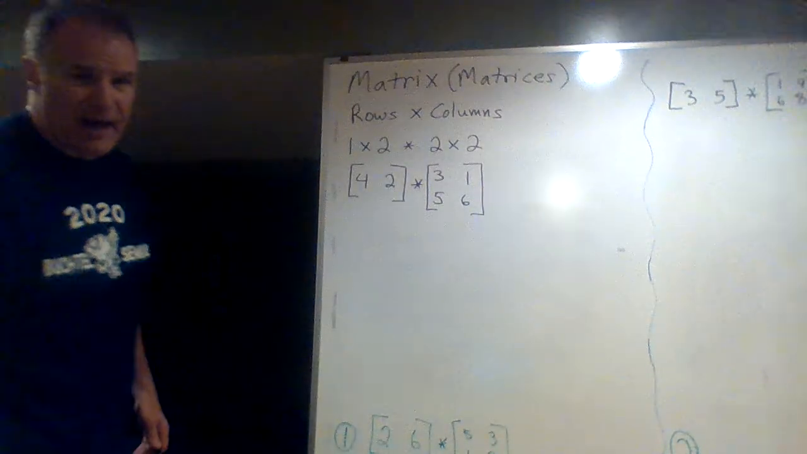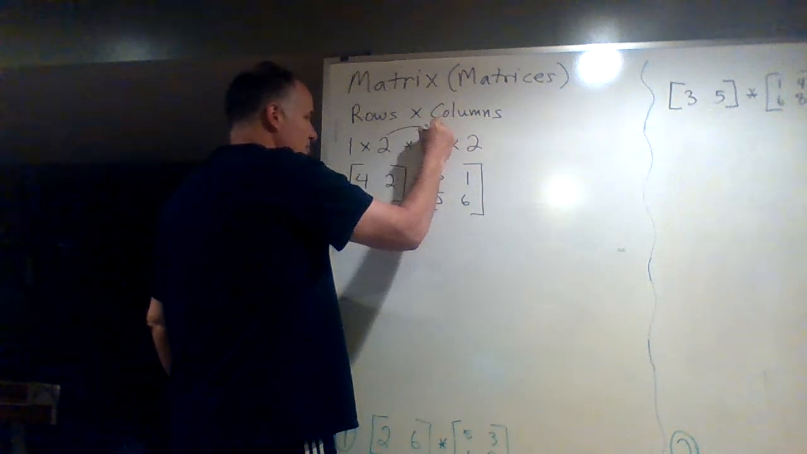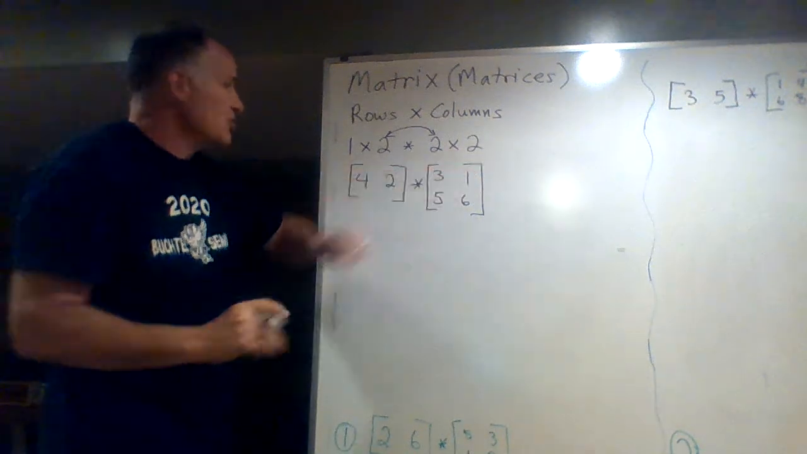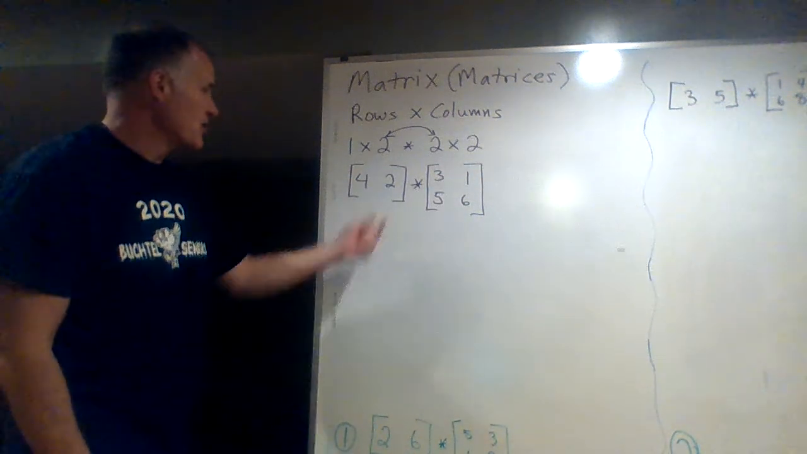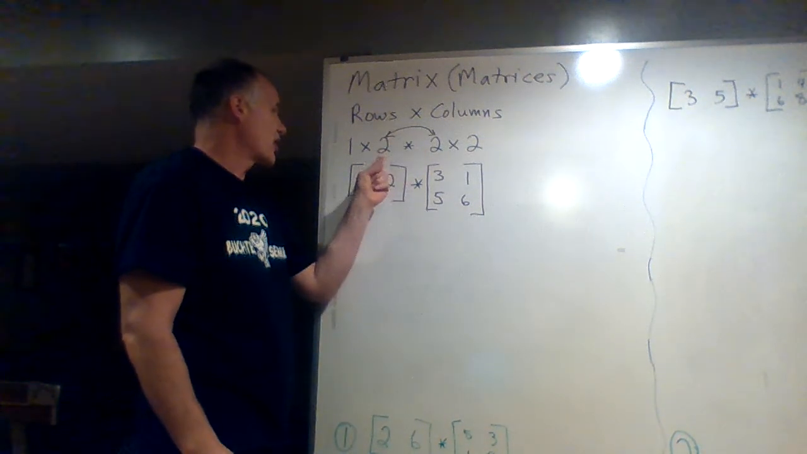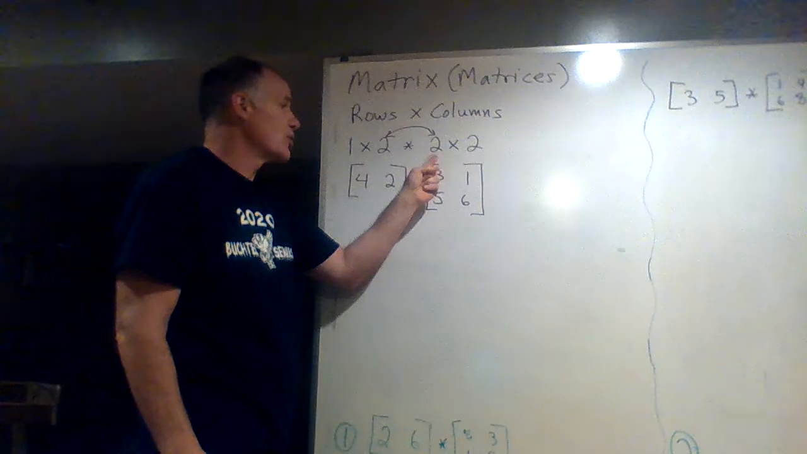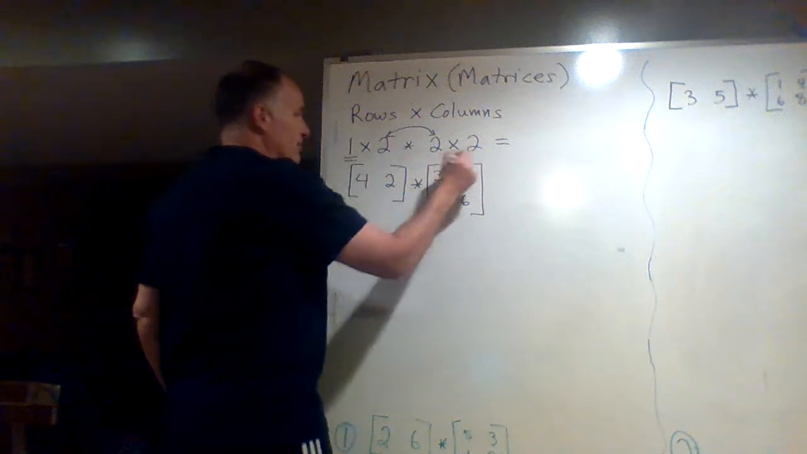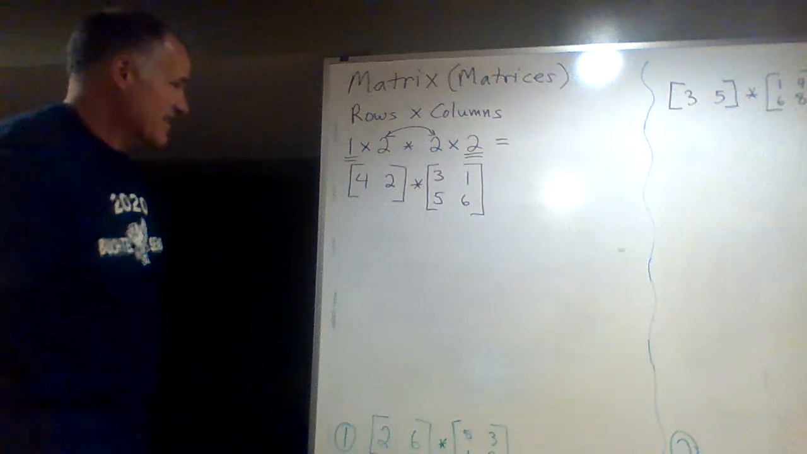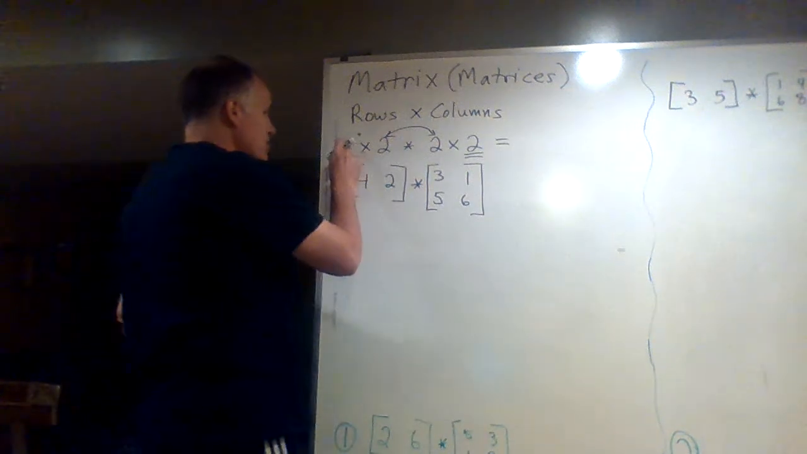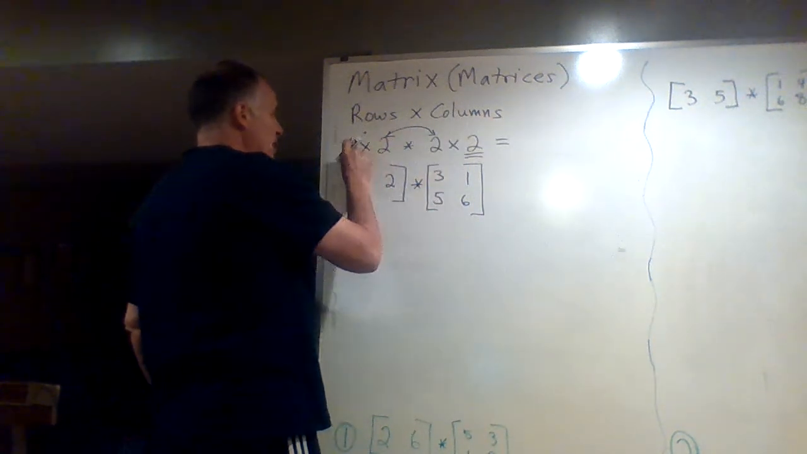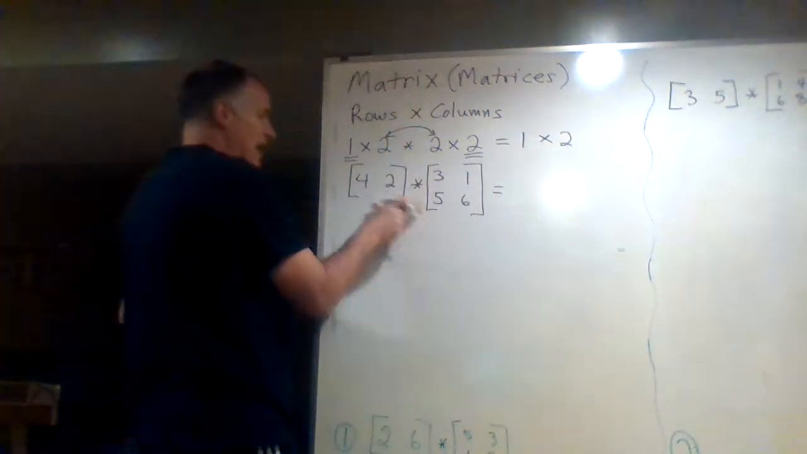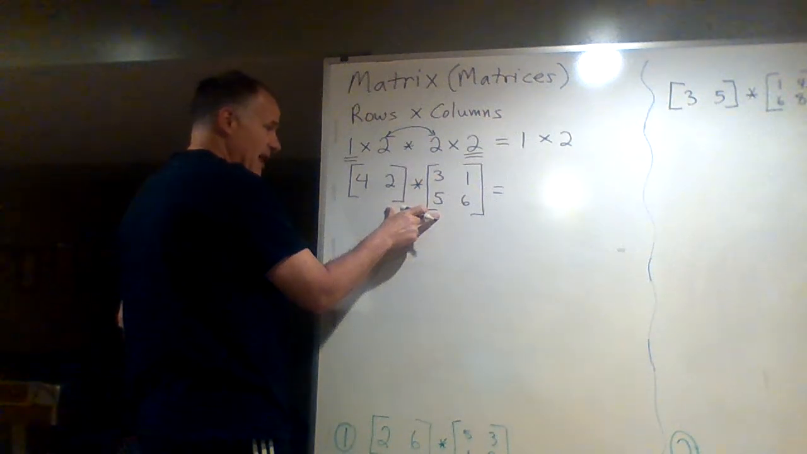Now, to be able to multiply matrices, these two numbers in the middle have to match. If this was a 1 by 2 and then a 3 by 2, you actually couldn't multiply them. The columns of the first one have to match the rows of the second one. And then the easy thing to remember is that the first number and the second number in that second one make your answer matrix. So the answer matrix is going to be a 1 by 2 matrix.